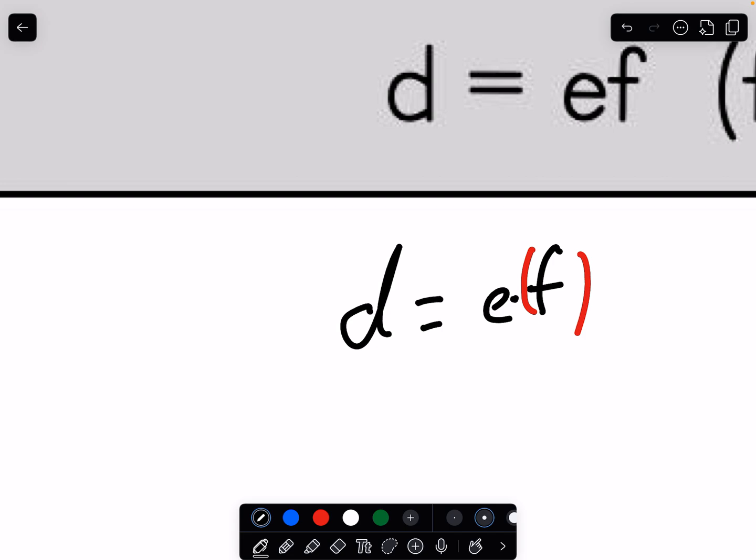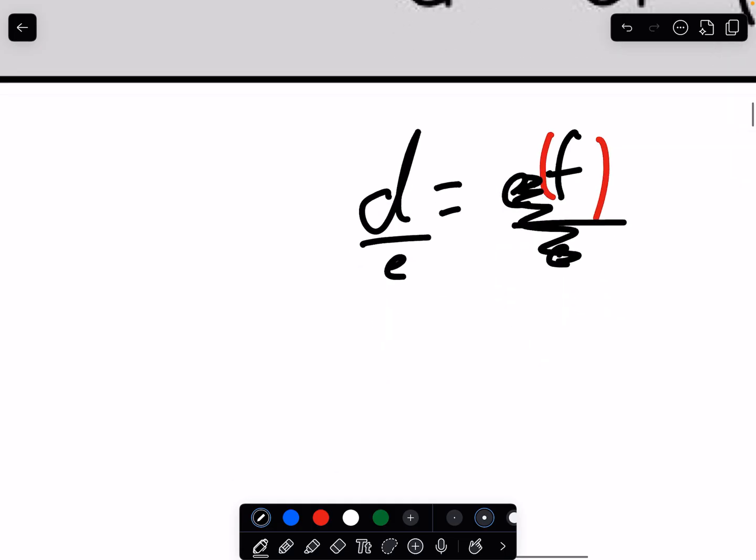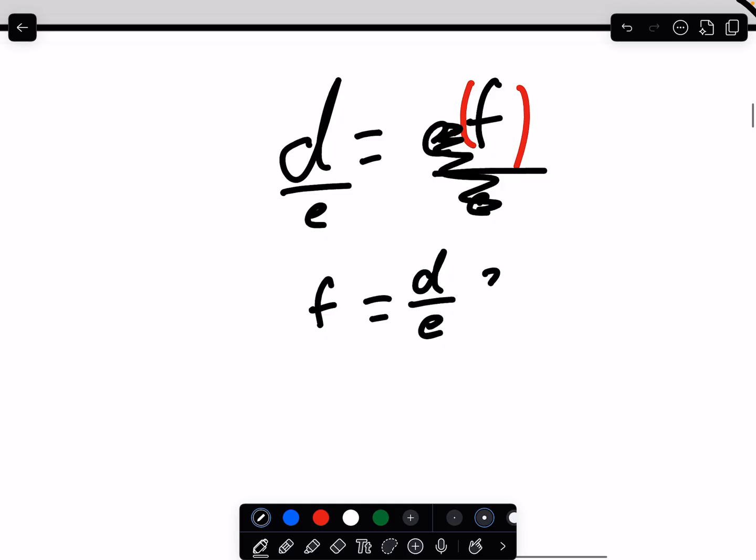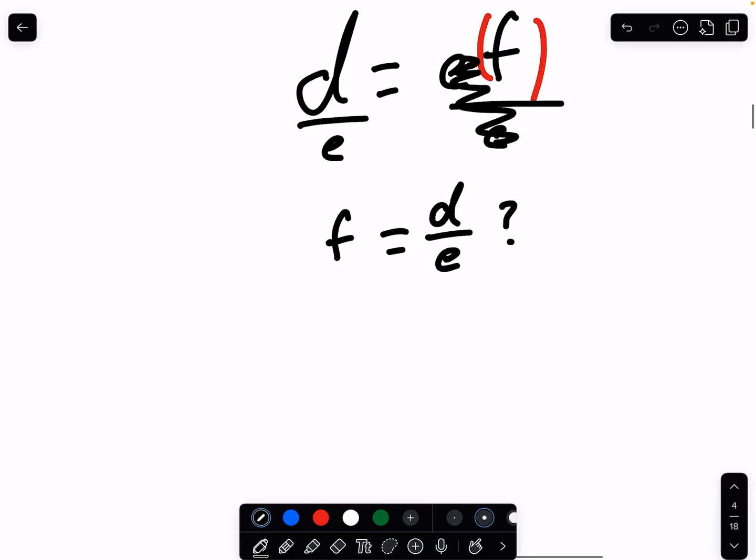So to get rid of that e, even though it's not a number per se, I can still divide by e on both sides. Okay, I can still cross them out. I have f on one side, and on the other side I have d divided by e. Now my question to you is, do we know what d divided by e is? I don't think so. Okay, that's okay. We can't actually divide them.